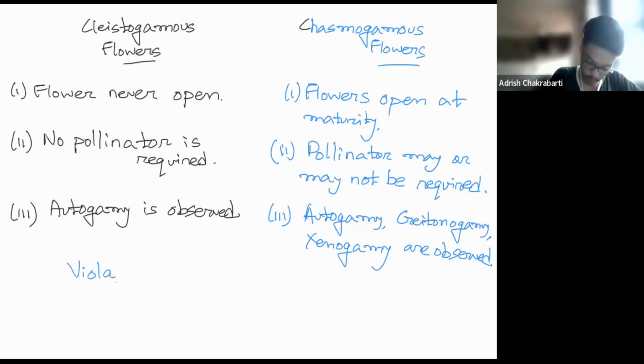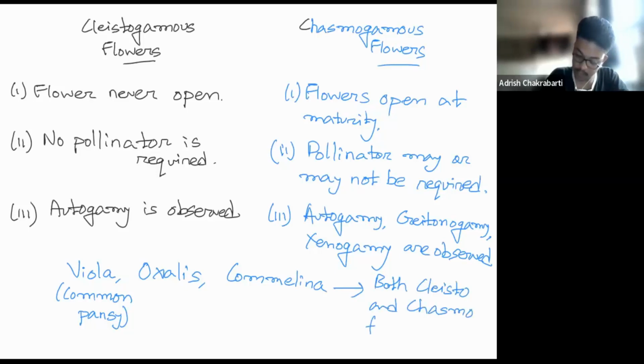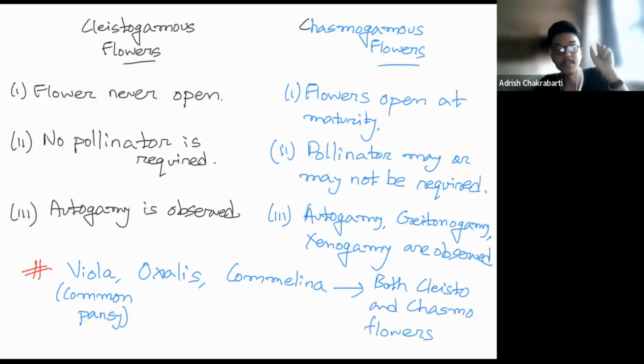Viola, also known as common pansy. Oxalis, commelina. These flowers have both clistogamous and chasmogamous. So I'm writing in short, clisto and chasmo flowers. This is very important. Okay, this is a bit tricky as well. Viola, oxalis, and commelina. It's not that they have only clistogamous or only chasmogamous. They have both. The word both is important here.